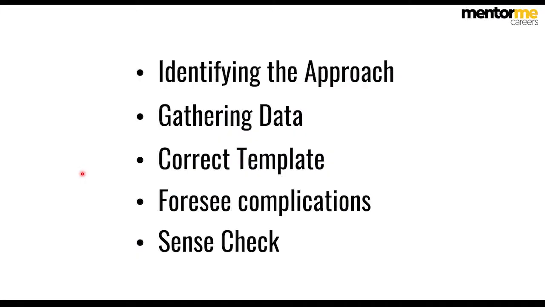The first thing that we will be discussing is the approach. What is the approach? Second, we will talk about gathering data. Third, we will talk about the aspects related to taking the correct template. The fourth, we will be talking about foreseeing complications before they occur. So what are the ways by which you can see what complications can happen when you start making a financial model?